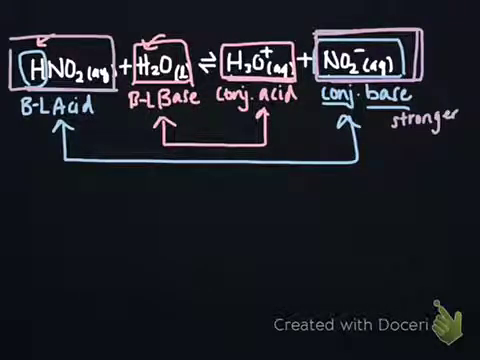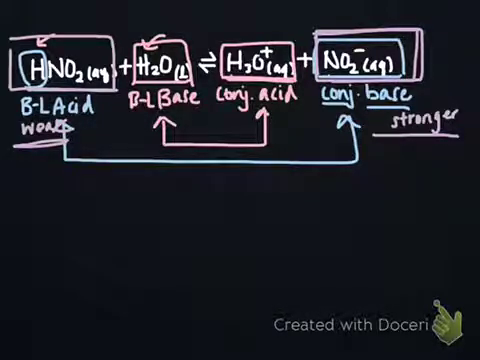Stronger. And this is a Bronsted-Lowry acid. The acid here is weak. This is a weak acid. So the rule is, if I have a weak acid, it forms a strong conjugate base. If I have a strong acid, something like nitric acid, HNO3, which is strong, it would form a weaker conjugate base.